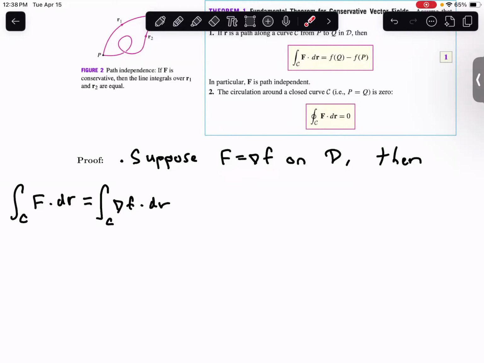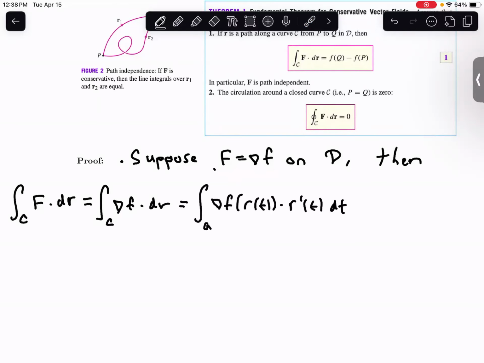And then by definition of the vector line integral, this is going to be equal to the dot product of the gradient of f evaluated at r(t) with the derivative of r(t), over the interval from a to b, right? This is how we've been computing the vector line integral: you do the composition of your vector field with the parameterization, and then you dot with the derivative of your parameterization.